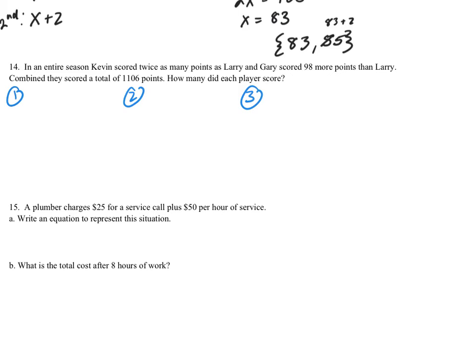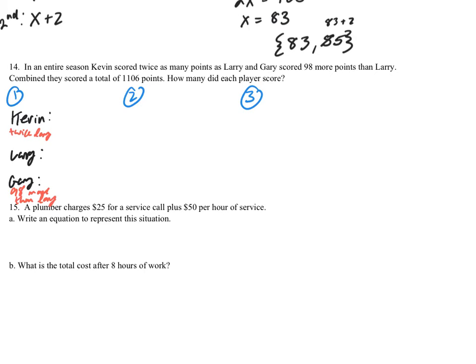So we need to start by defining our variables, which is essentially going to consist of listing our players and describing in variable form what's happening with their points. So we have Kevin, we have Larry, and we have Gary. The easiest way to do this is to write in words first under all of these guys what's going on. So Kevin is twice Larry. Gary is 98 more than Larry.